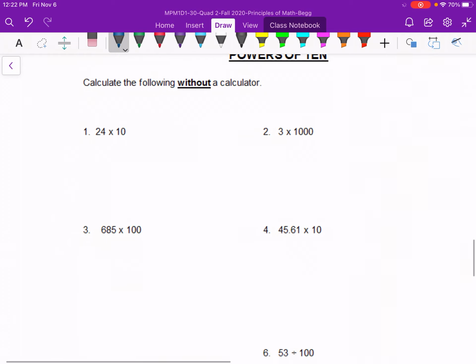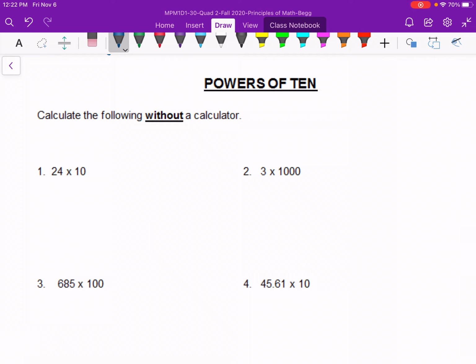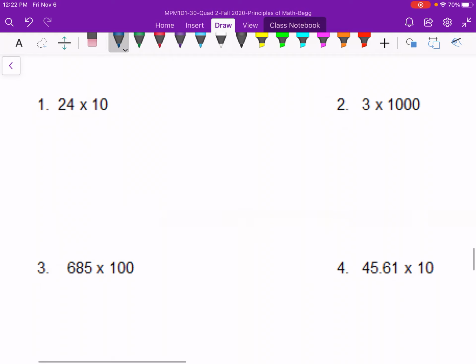Okay, now we're just going to take a quick look at powers of 10. This won't take too long. Calculate the following without a calculator. So remember, when we're multiplying by 10 or 100 or 1,000 or dividing, we've already talked about how we can just move the decimal place, or in some cases, if they're big numbers, we can just add zeros. So if I multiply by 10, all we have to do is add a 0 onto the end. No need for a calculator, 240.